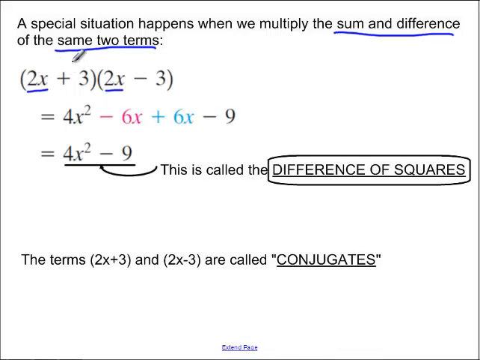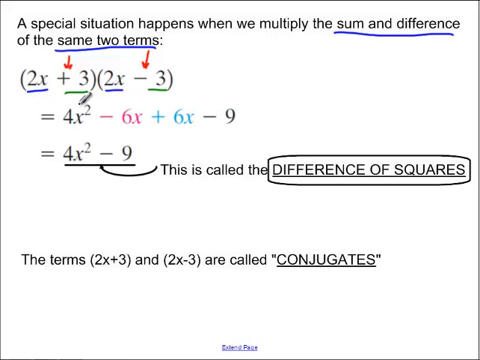It has to be a binomial times a binomial, and the first term is the same in both binomials, and the second term is the same in terms of value. 3 and 3 is the same, and the only difference is that the first binomial has a plus sign, the second binomial has a minus sign. Then let's see what happens when we do our FOIL.